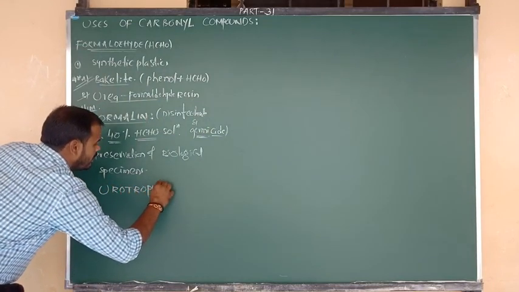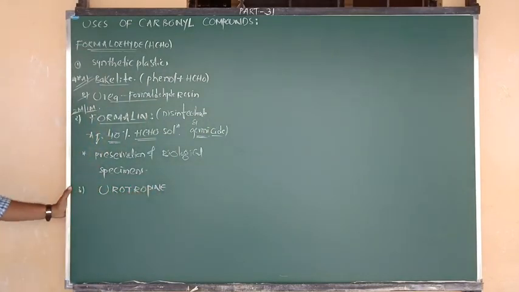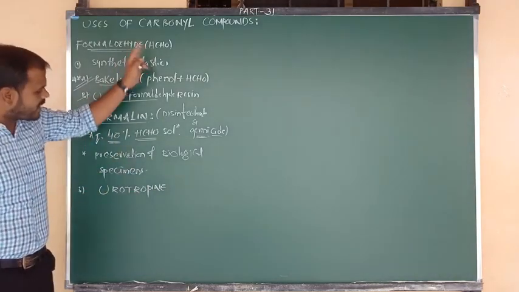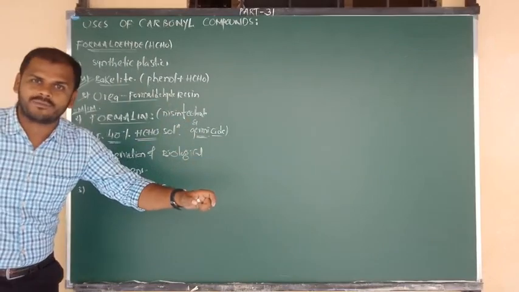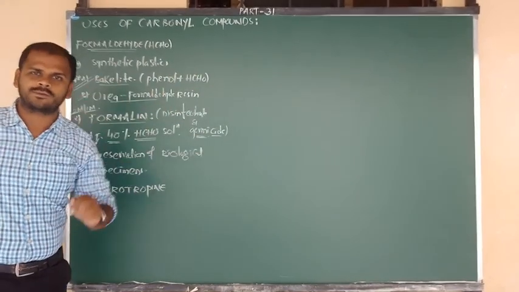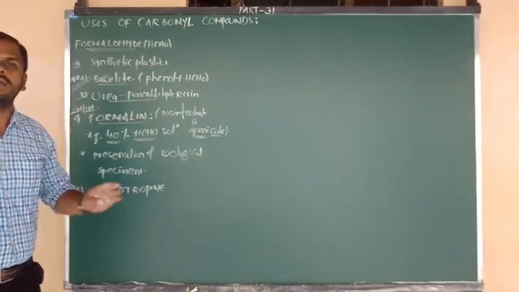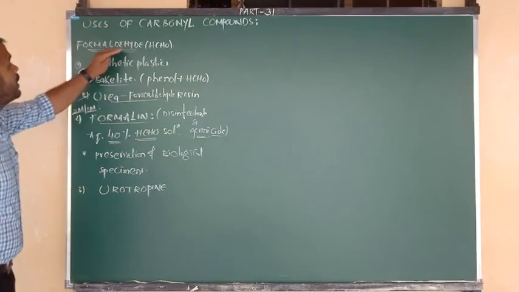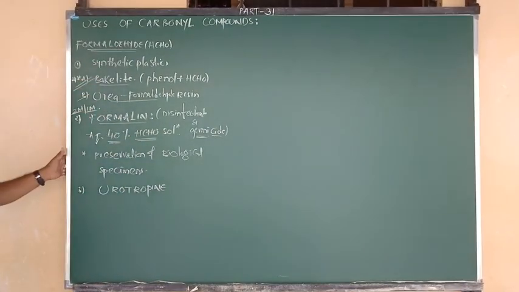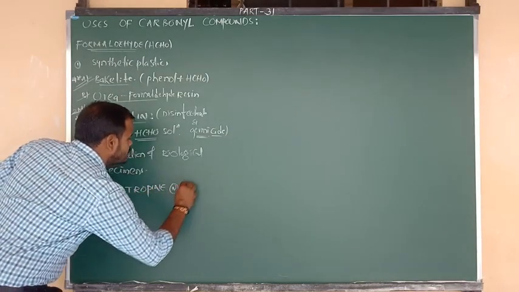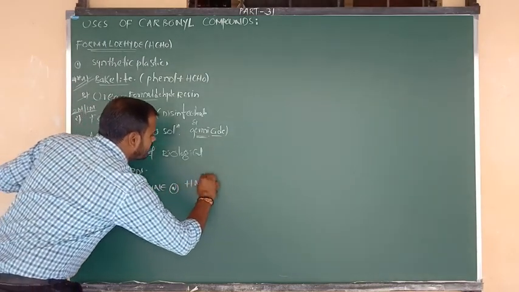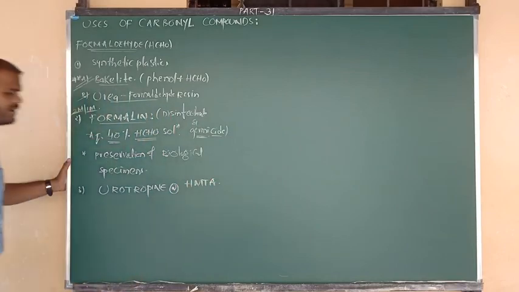Urotropine. Here we don't need to discuss the urotropine preparation. How to prepare urotropine by using formaldehyde is important from an objective point of view, which I am going to tell you in tomorrow's class. But you should remember, from the theory point of view, formaldehyde can be used in the manufacture of urotropine, also called HMTA, very important.